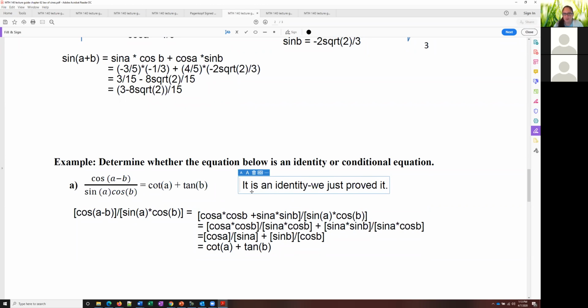All right, so we just proved the identity by starting with one side and transforming it into the other side. Anybody have any questions about that one?